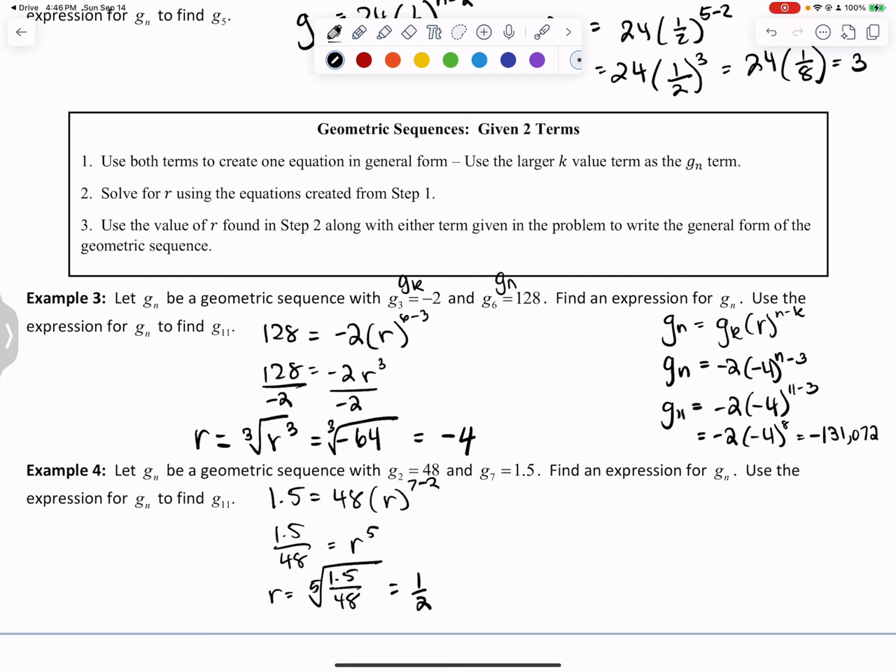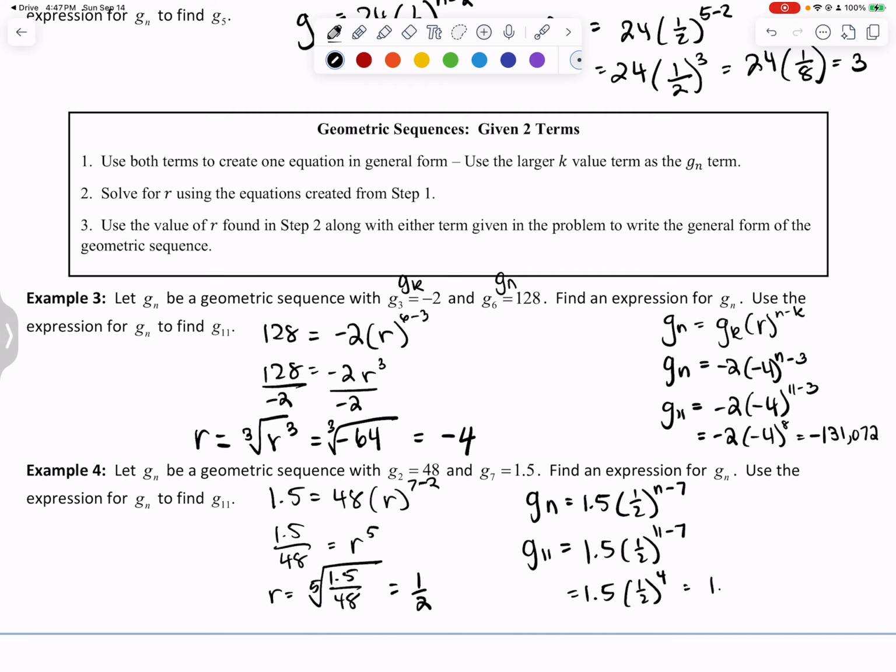All right, so if we want to use that to find our g sub n in general, this time maybe I'll start with the 1.5, 1/2 to the n minus 7. g sub 11 will be 1.5 times 1/2 to the 11 minus 7. So 1.5 times 1/2 to the 4th power. And we know 2 to the 4th power is 16. So this is times 1 over 16.